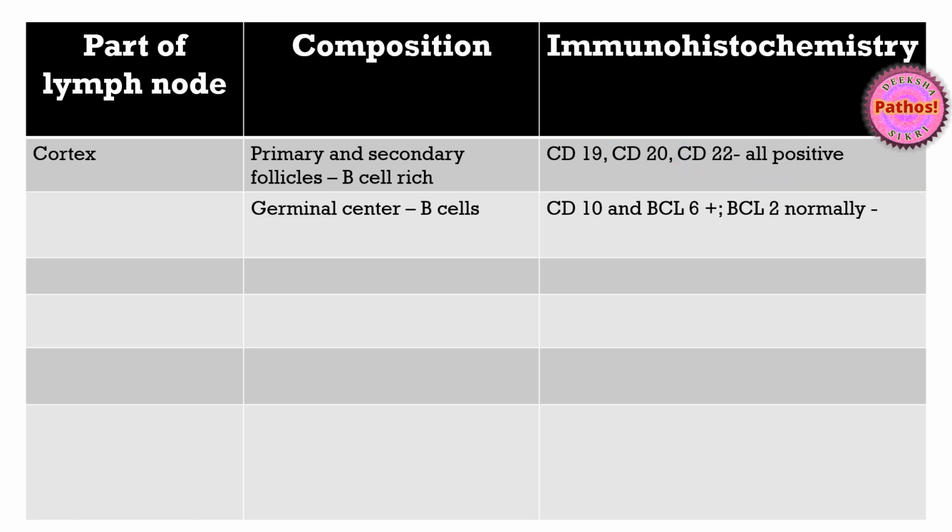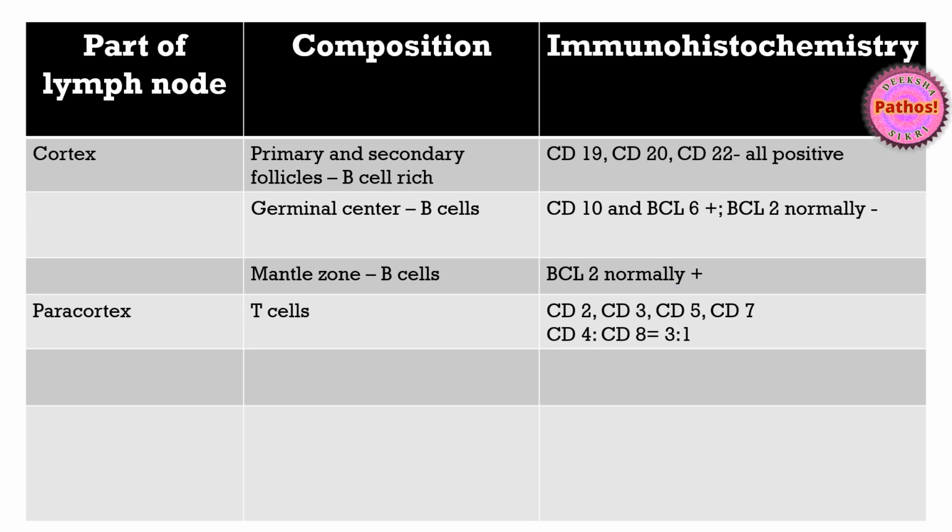Germinal center or B cells. Here also has B cells, and the B cells will be positive for the usual markers, but more importantly here you'll see two interesting markers, CD10 and BCL6. Now BCL2 is normally negative. Remember, it's an anti-apoptotic gene which is switched off here. Okay. In the mantle zone, it is switched on. So mantle zone cells are BCL2 positive. Please remember, this is the normal pattern.